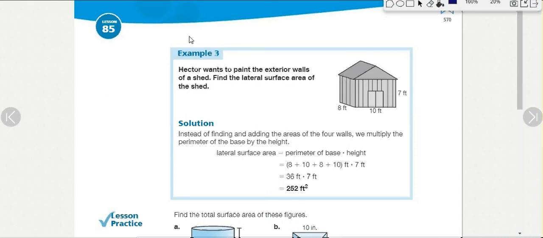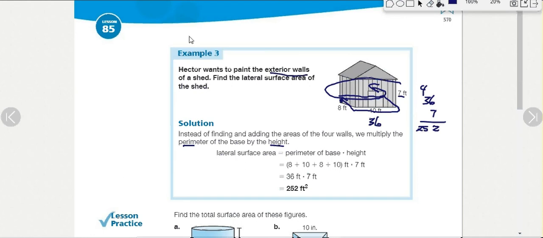Let's find the LSA by taking the perimeter of the base times the height. The perimeter of the base, we're going to use the base like it's set up right now. That's 36, right? 10 plus 10 plus 8 plus 8 is the perimeter of the base, the distance around this bottom part. And we'll multiply that by the height. That's going to give us this bottom part, okay? That's not telling me anything about this top. 7 times 36 is 252. Oh, I see. Exterior walls. So we are only doing this part.